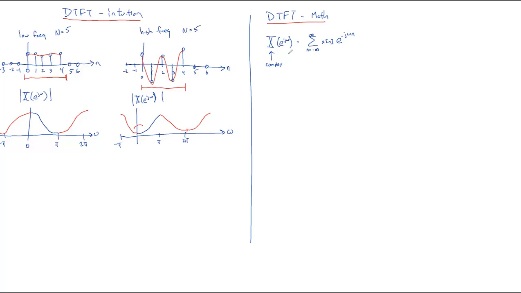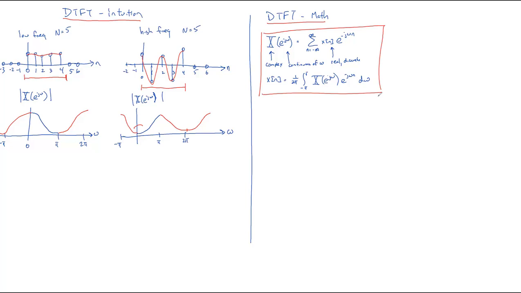And this is a continuous function in omega, unlike your input sequence, which is real and a discrete function of n. You can go backwards too and recover your x of n from your DTFT. It's an integral since your DTFT is continuous. And this is everything that you need to know. This is everything there is to know about the DTFT from a mathematical standpoint.